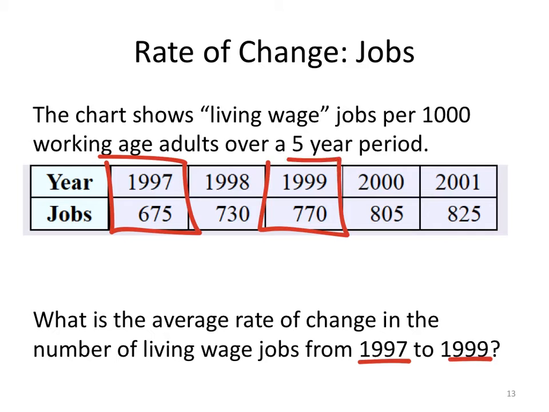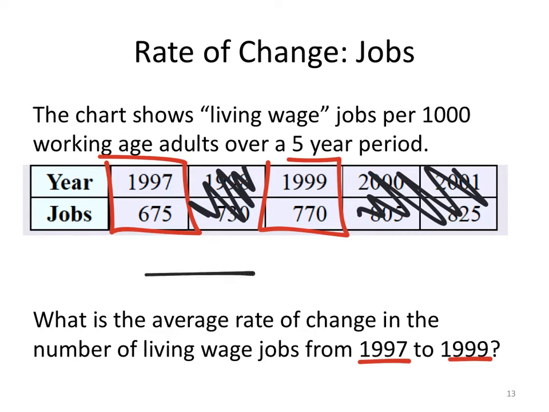97 and 99, which means that we don't need the 98 or 2000 or 2001. Just completely ignore those for this specific calculation. And again, on the homework, they may have asked for 2 sets, right? So you may have needed those numbers, but in this case, we're good. Well, the rate of change, as we've talked about, is actually slope. So I'm going to use the slope formula.